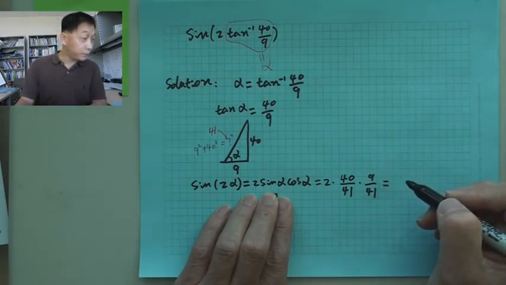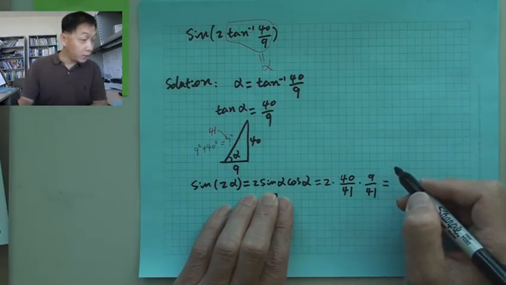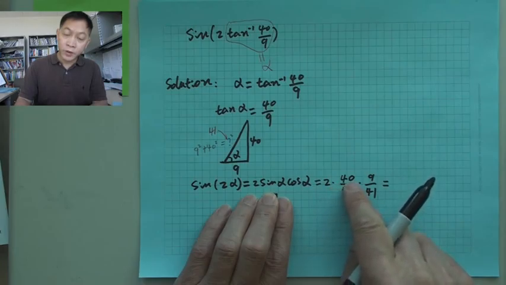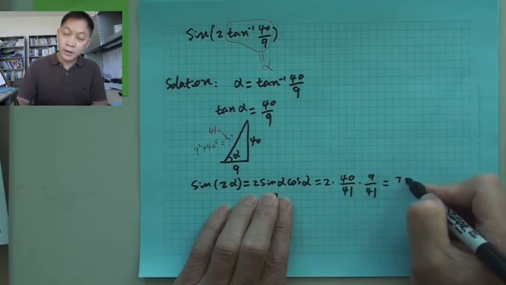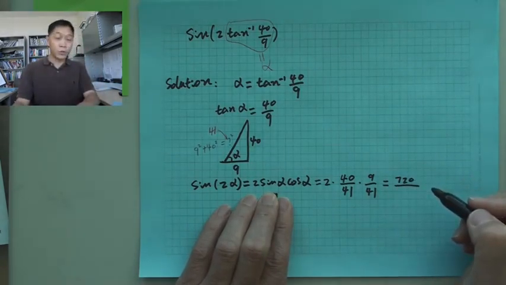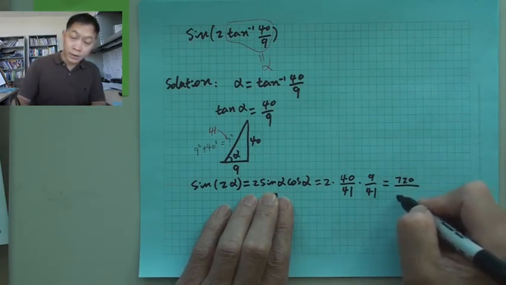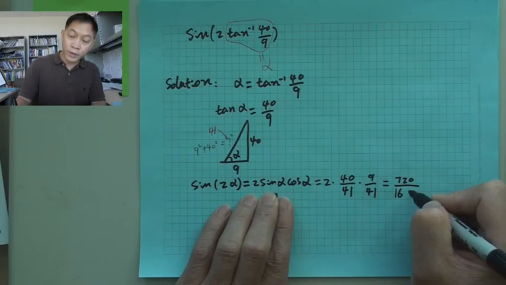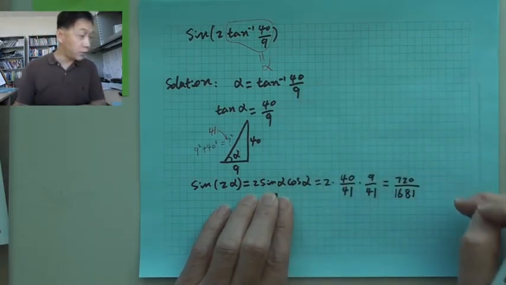The answer for this would be what? 2 times 40 is 80. 80 times 9 is 720. Downstairs is 41 squared, and 41 squared is 1681. So 720 over 1681 is the answer for that.